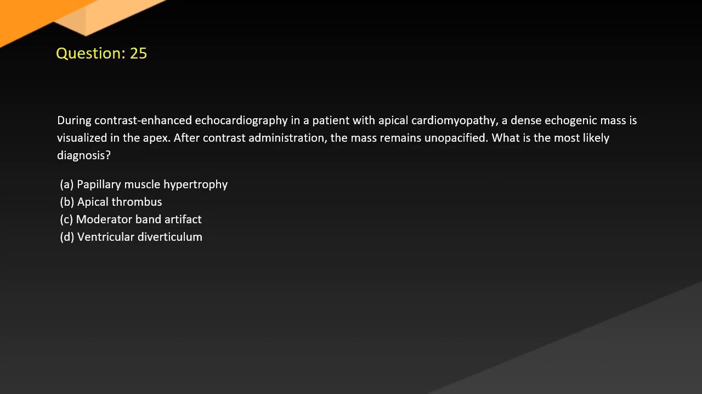Question 25. During contrast-enhanced echocardiography in a patient with apical cardiomyopathy, a dense echogenic mass is visualized in the apex. After contrast administration, the mass remains unopacified. What is the most likely diagnosis? A. Papillary muscle hypertrophy. B. Apical thrombus. C. Moderator band artifact. D. Ventricular diverticulum.